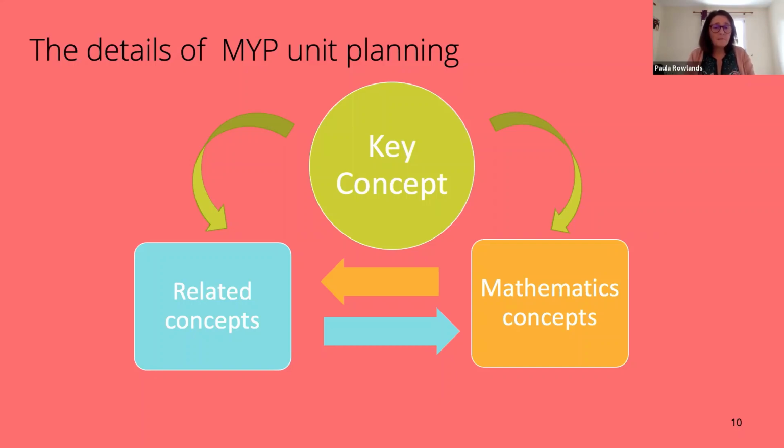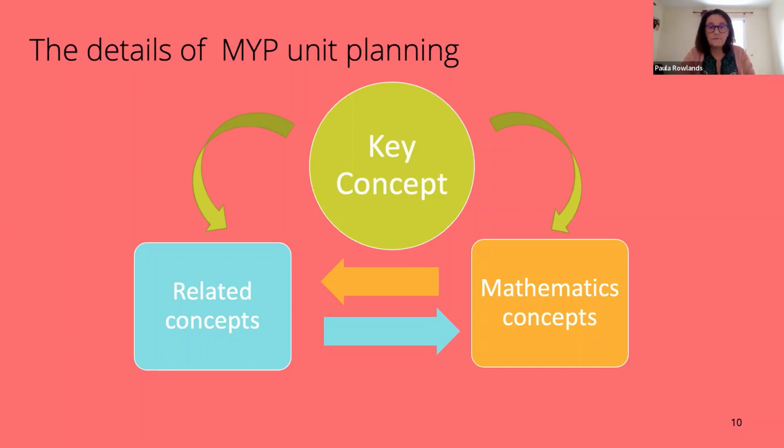So we look at our mathematical concepts, and we ask, what key concept and related concept do they lend themselves to? Our key concept is our big idea. What big idea do we want flowing through this unit? And then our related concepts, those are the little details, the concepts that we are able to focus on. So we decide on those all at the same time with the mathematics concepts that we're going to be using in the unit.